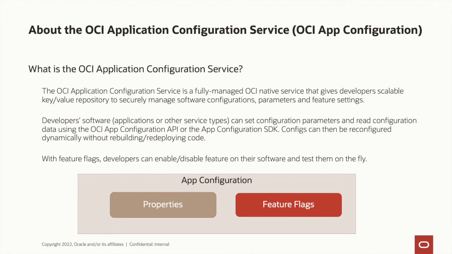OCI application configuration provides two types of constructs. The one on the left we see here is properties, which are key value pairs that can store different parameters and values. And the second on the right here, which is feature flags that are booleans, and these primarily help with switching on and off features.